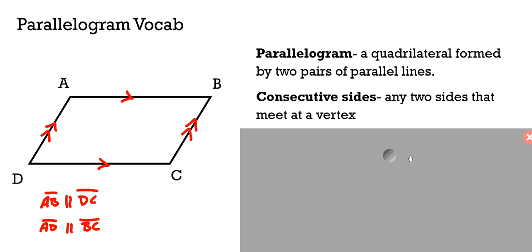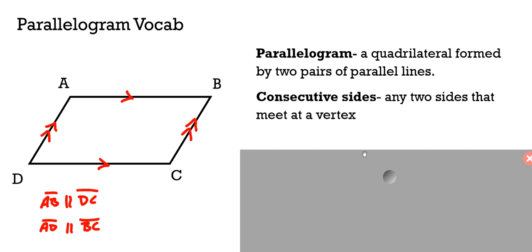Consecutive sides are any two sides that meet at a vertex. So for instance, if we look at this particular parallelogram, which now we can call that, AB and BC are consecutive sides because they share the common vertex of B. Same with CB and CD and so on. You don't have to keep naming all of them, but if two sides have a common vertex, then they are consecutive. Think of consecutive as the next one you come to.